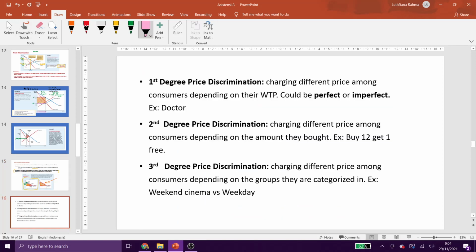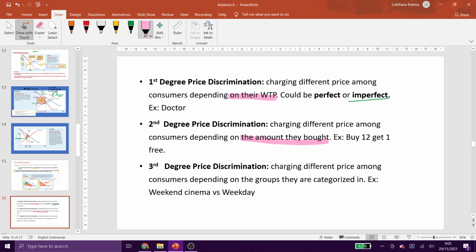There are three degrees of price discrimination. The first degree price discrimination is when the firm charges a different price among different consumers depending on their willingness to pay. The type could be perfect, meaning the firm knows exactly each consumer's willingness to pay, but in the imperfect case, the producer does not know its consumers' willingness to pay. And then in the second degree, the firm charges different prices depending on the amount they buy. For example, if you buy 12, you will get 1 for free.